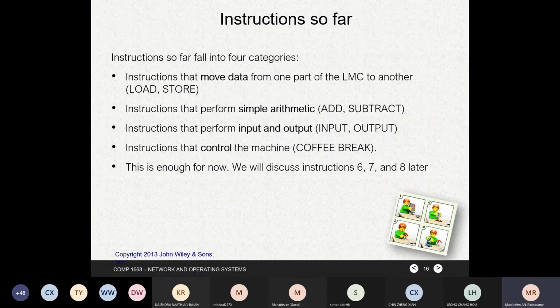Okay, let me move on. Instructions so far, what have we covered? We have covered load and store. We have covered add and subtract. We have covered input and output. We have not covered coffee break yet. We will take a break later. That is our coffee break. So the rest of the instructions we're going to cover after this. I hope so far no question. With that, let me move on.